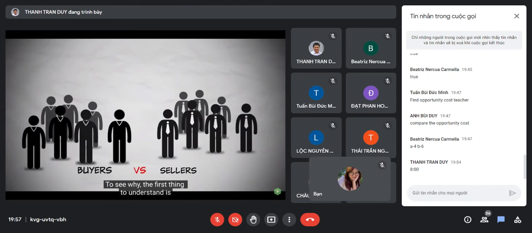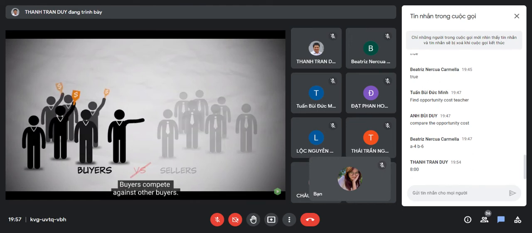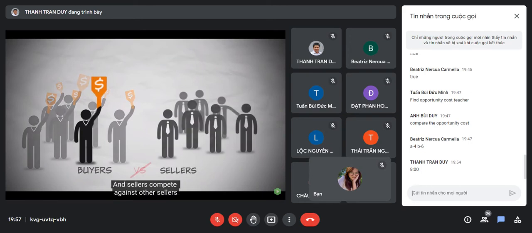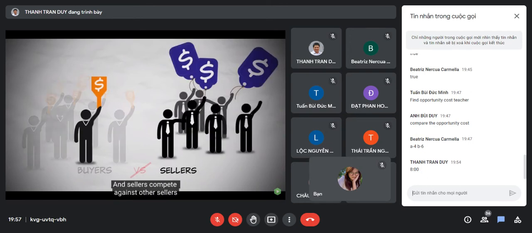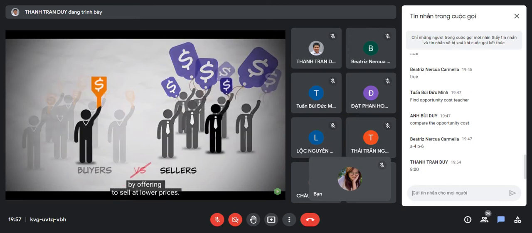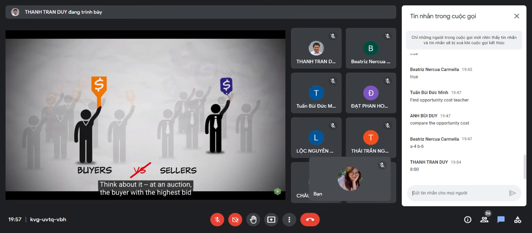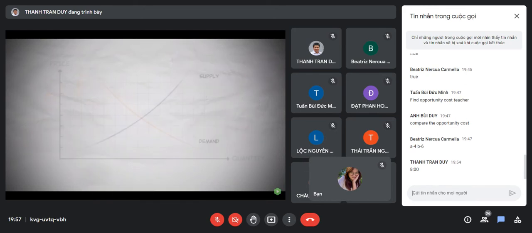To see why, the first thing to understand is that buyers don't compete against sellers. Buyers compete against other buyers. A buyer obtains goods by bidding higher than other buyers. And sellers compete against other sellers by offering to sell at lower prices. Think about it. At an auction, the buyer with the highest bid gets the item, and the seller with the lowest price makes the sale.